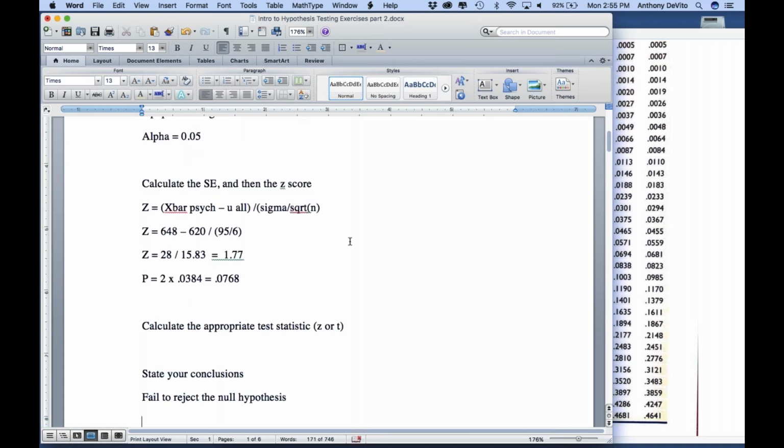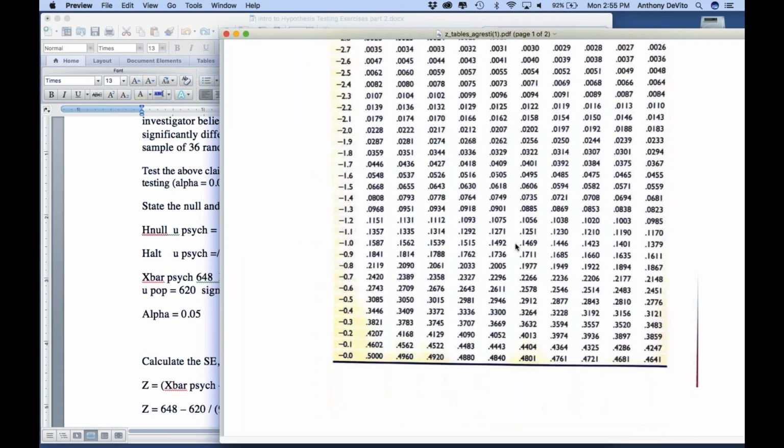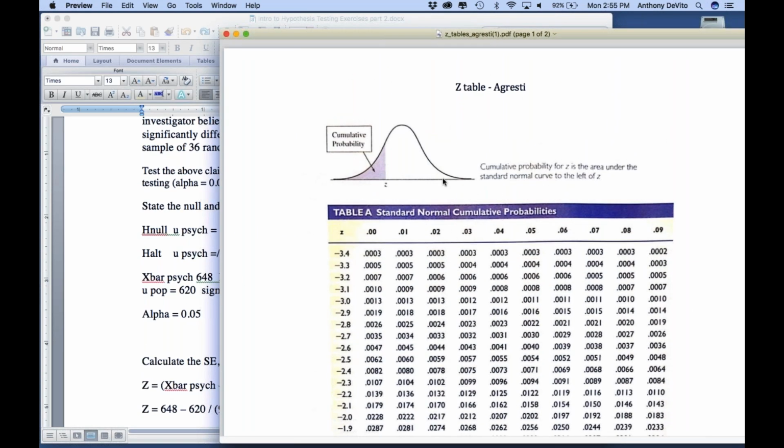I'm sorry, minus the minus 1 only because if I want to figure out what area is left in the tail for plus 1.77, right? Well, this table gives me the area from here to the left. It doesn't give me the area in the tail, right? So this area turned out to be, say, 96%, right? So the area to the left is 96%. So the area that's in the tail is only 4%. So that's why I use the 1 minus the 96%.